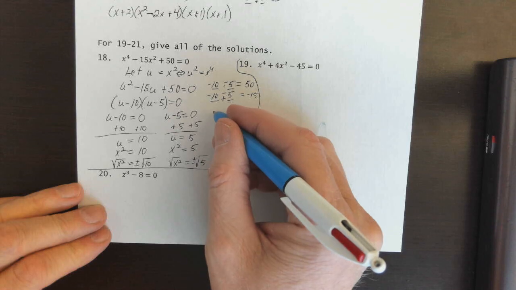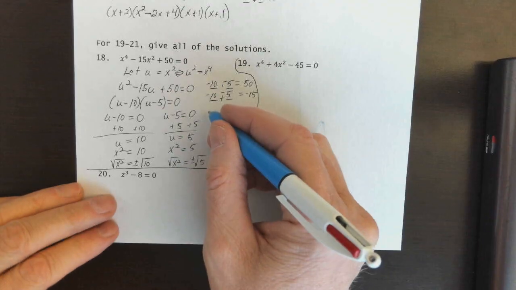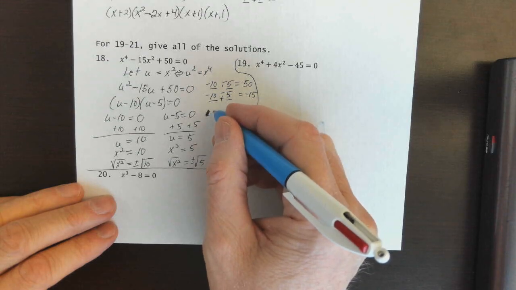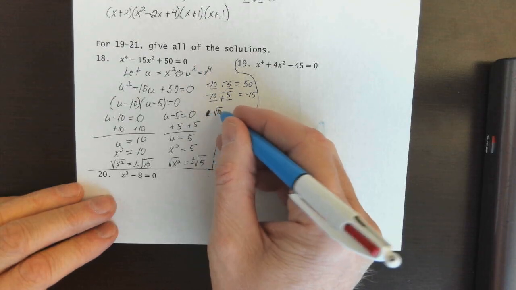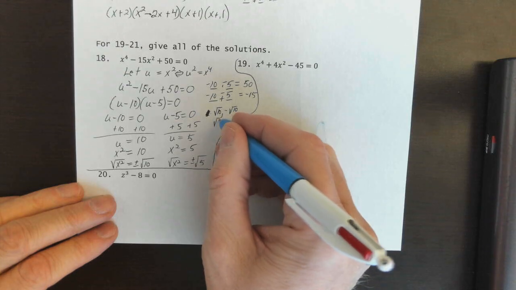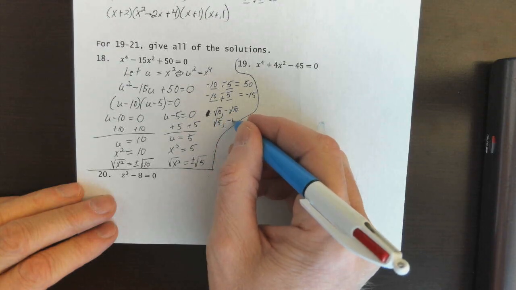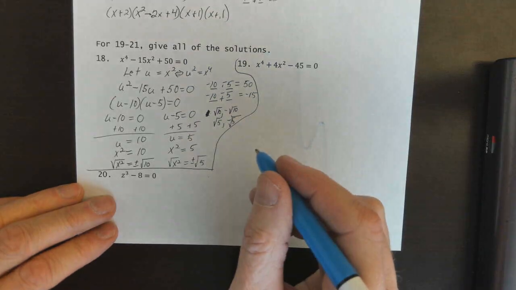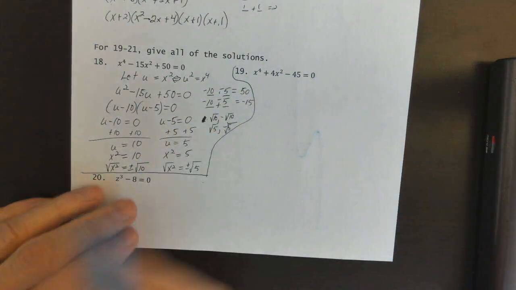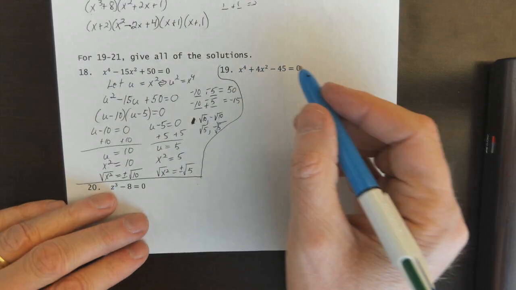All right, I got my answers. I can't simplify these, so I'm going to go positive square root of 10, negative square root of 10, positive square root of 5, negative square root of 5. They're all real. They're all irrational also, though. All right, let's look at this one.